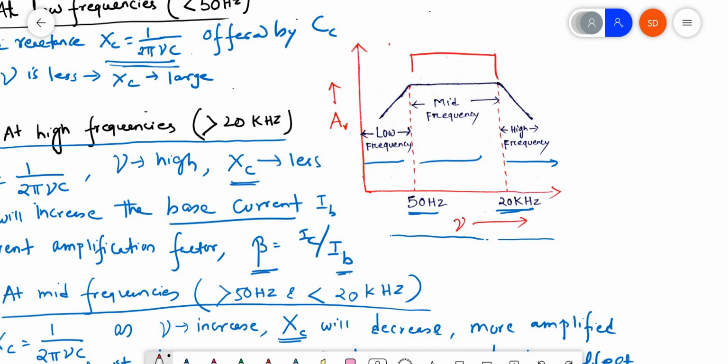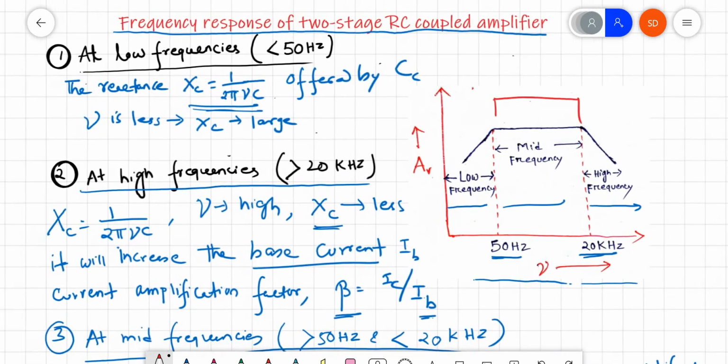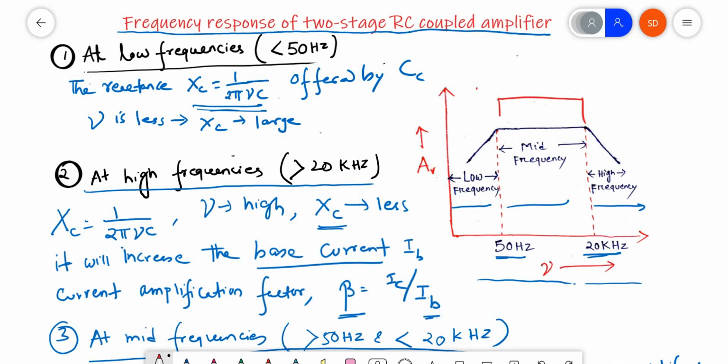I hope you have understood this frequency response of two-stage RC coupled amplifier. Also refer to the diagram of two-stage RC coupled amplifier for better understanding. Here we are only talking about the reactance part. The reactance offered by the coupling capacitor is mainly controlling the frequency response. It is the main controlling factor of the frequency response.